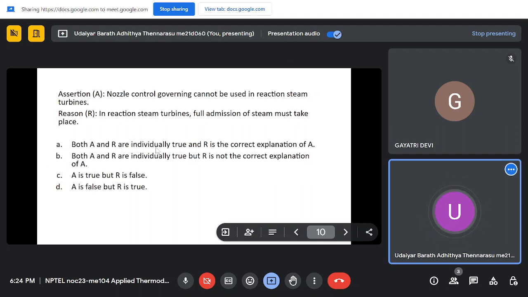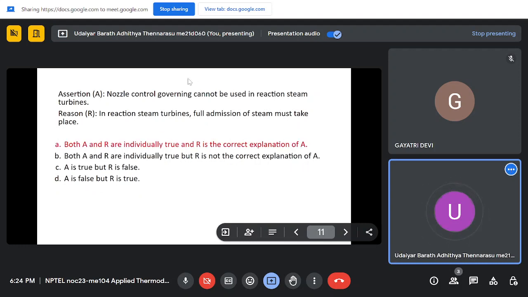So you need to admit the whole steam and not reduce the flow. In this case both A and R are true, and R is the correct reason for A, because in nozzle control you are restricting by valve, and in a reaction turbine you cannot restrict, you need full admission of steam, so you cannot use nozzle control. So A and R are both true, and R is the correct reason.